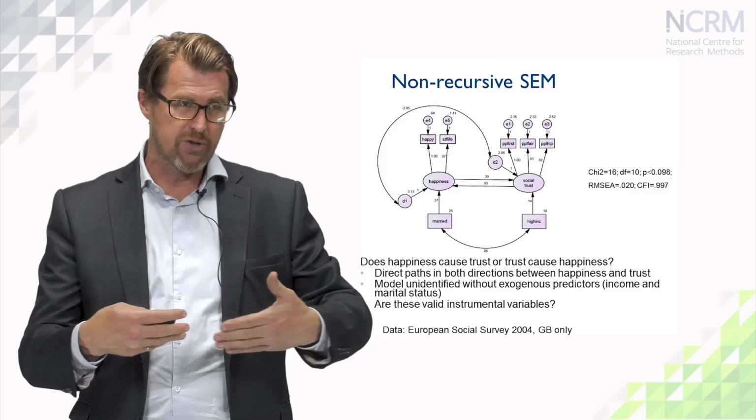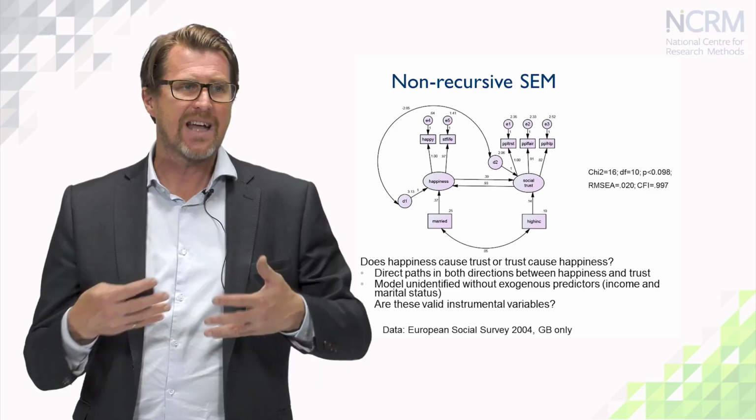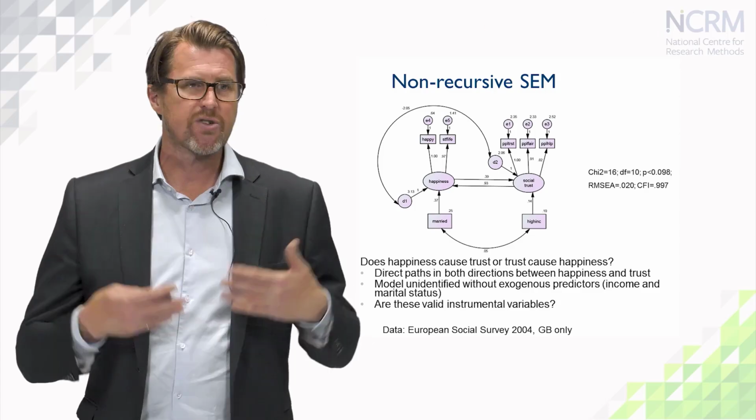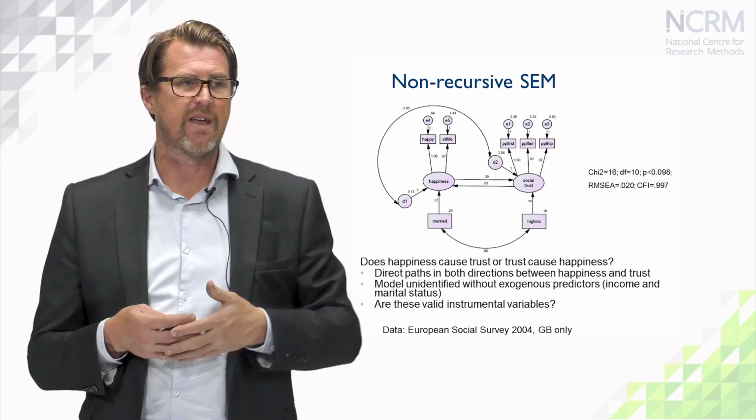Now, if you just try to estimate that model without the two exogenous variables at the bottom of the diagram, whether you're married and your earnings, it would be unidentified. So these variables are acting as instrumental variables in the model, but it's not really plausible to assume that they are valid instruments, because we have to assume that neither of them has a direct effect on the other latent variable in this model.